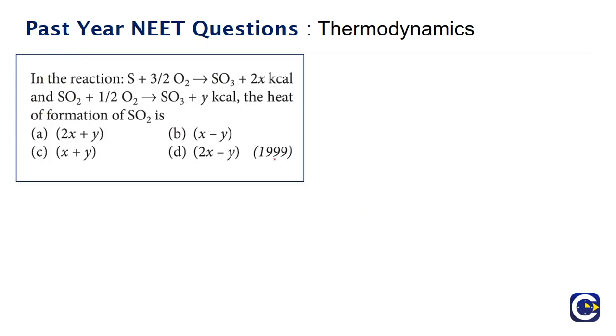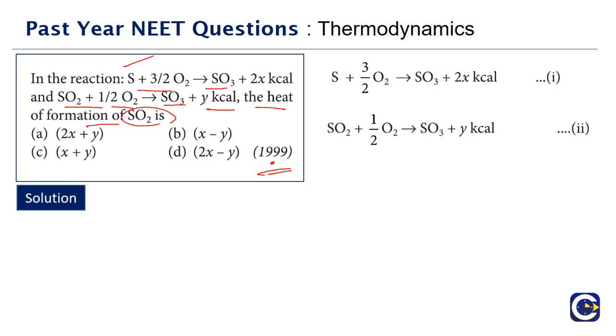Next we have a question that came in the year 1999. In the reaction S plus 3 by 2 O2 gives rise to SO3 plus 2X, and SO2 plus half O2 gives rise to SO3 plus Y kilocalorie, the heat of formation of SO2 is how much? So they are giving us two reactions. What is the first one? S plus 3 by 2 O2 gives rise to SO3 plus 2X kilocalories. This means this much amount of energy is actually released.